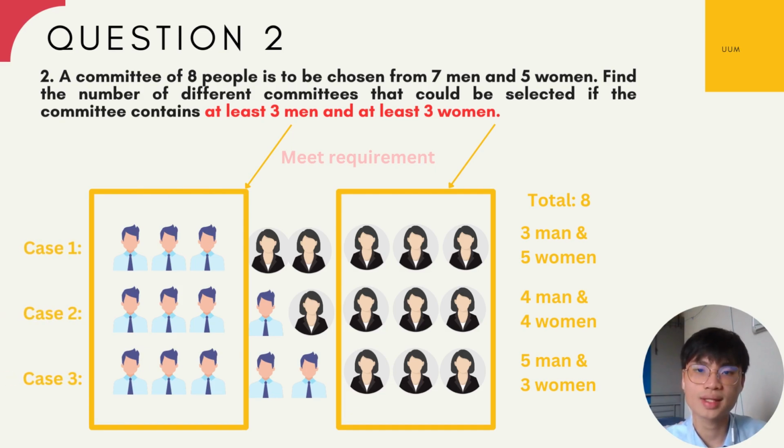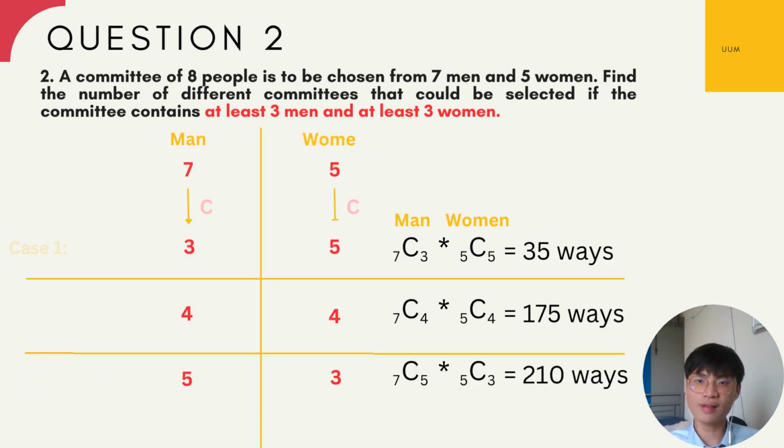There are 3 cases in which the committees will contain at least 3 men and at least 3 women. Case 1 is 3 men and 5 women. Case 2 is 4 men and 4 women. Case 3 is 5 men and 3 women. From the image, we can know all 3 cases meet the requirement of at least 3 men and 3 women. The total number of men and women for all 3 cases is 8, which is correct. The left part is men and the right part is women.